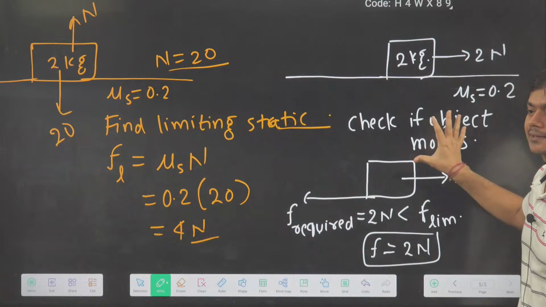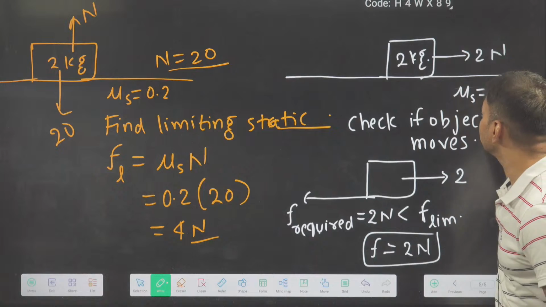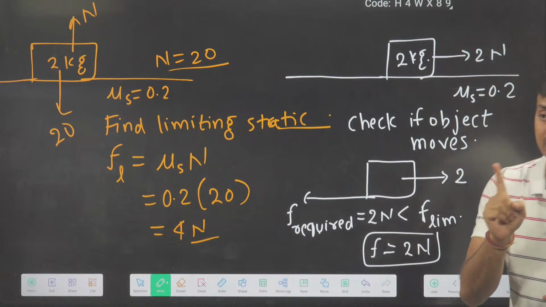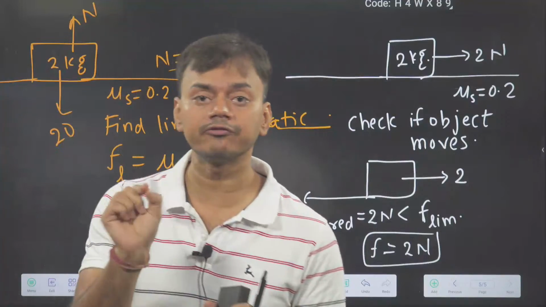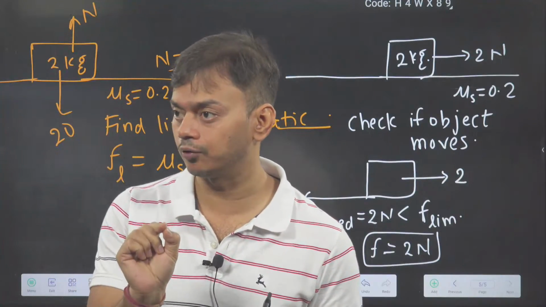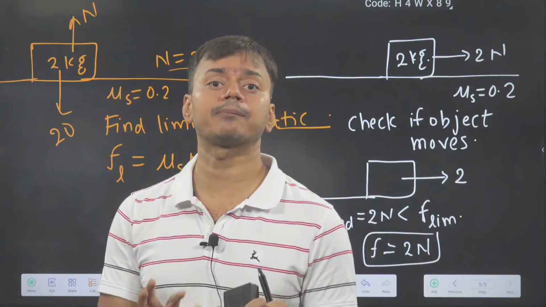In exams, what error do we make? If they ask for friction, we just go and write mu into N. That is a mistake for static friction. Static friction's maximum value is mu into N. It is not the only value. The actual value of static friction depends on the requirement.